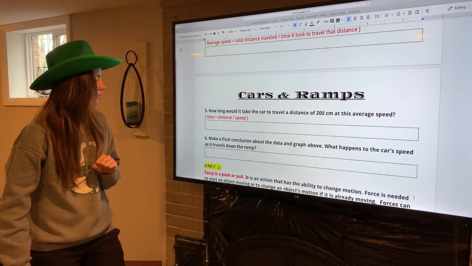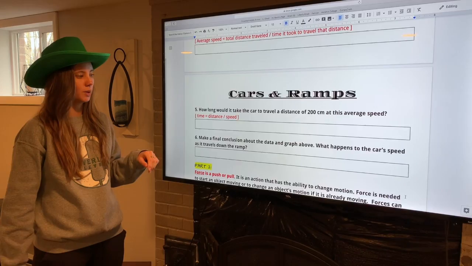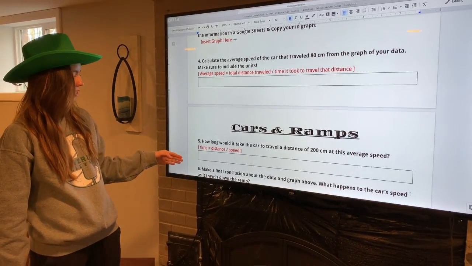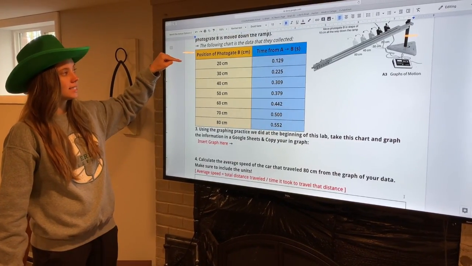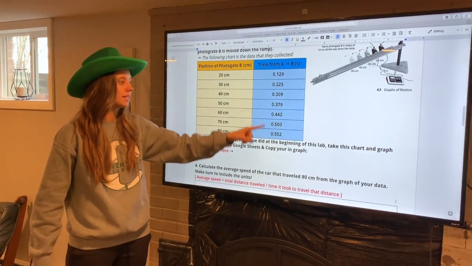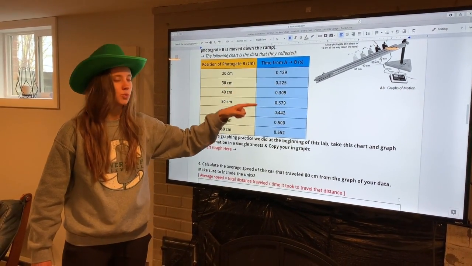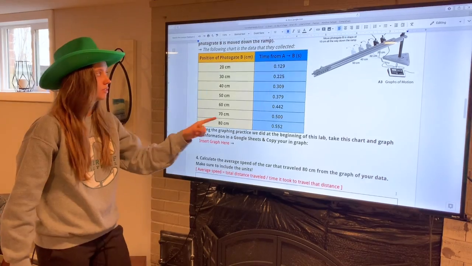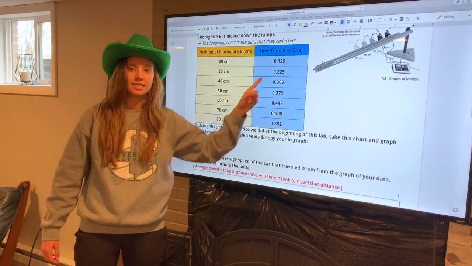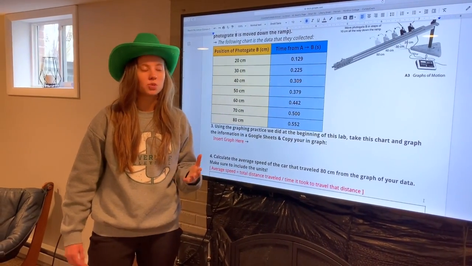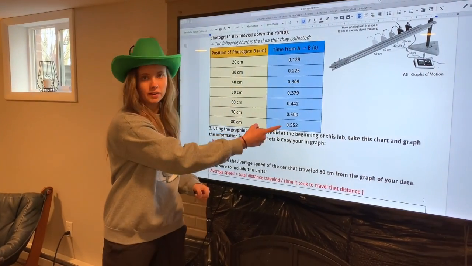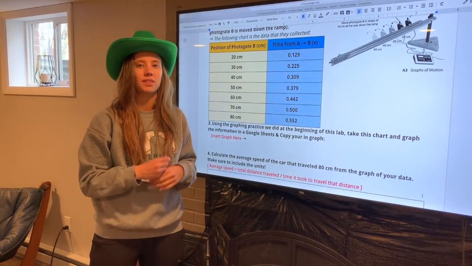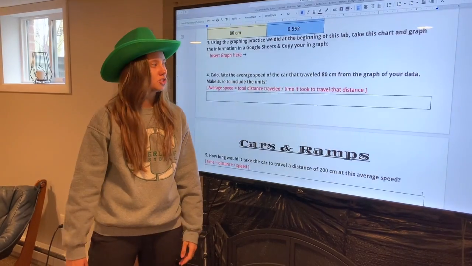Number 6, make a final conclusion about the data and graph above. What happens to the car's speed as it travels down the ramp? Going back to this data, what do you notice in this column? What happens to the car's speed as it goes down the ramp? Now remember, this is just the time that it's taking. In order to find our speed, we have to go distance divided by time. So what do you notice about that? Just draw your own conclusions and put it in your own words.